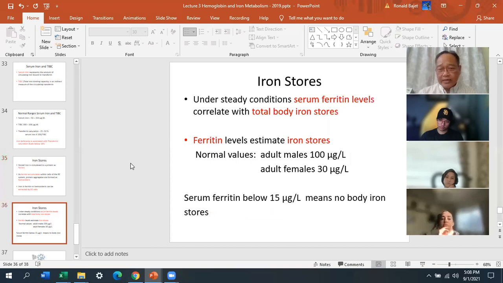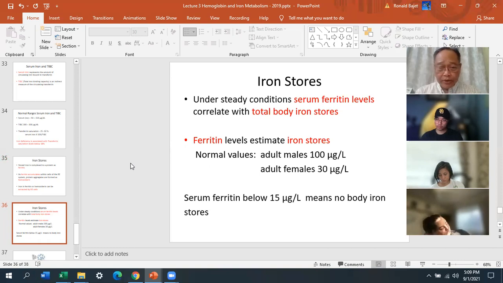Under steady conditions, serum ferritin levels correlate to the total body iron stores. So make sure you know that ferritin and storage go hand in hand. Iron is stored as ferritin in reticuloendothelial cells. Make sure you know that. So ferritin levels estimate iron stores. I must have said it about four different times.